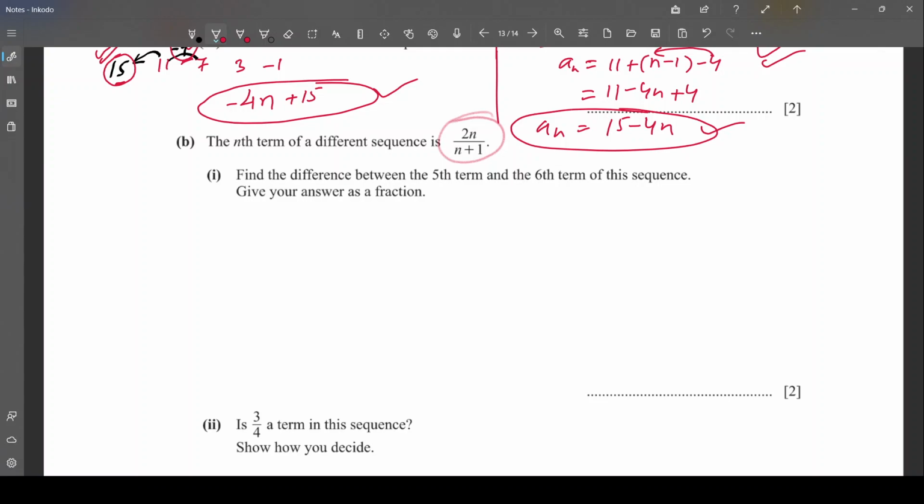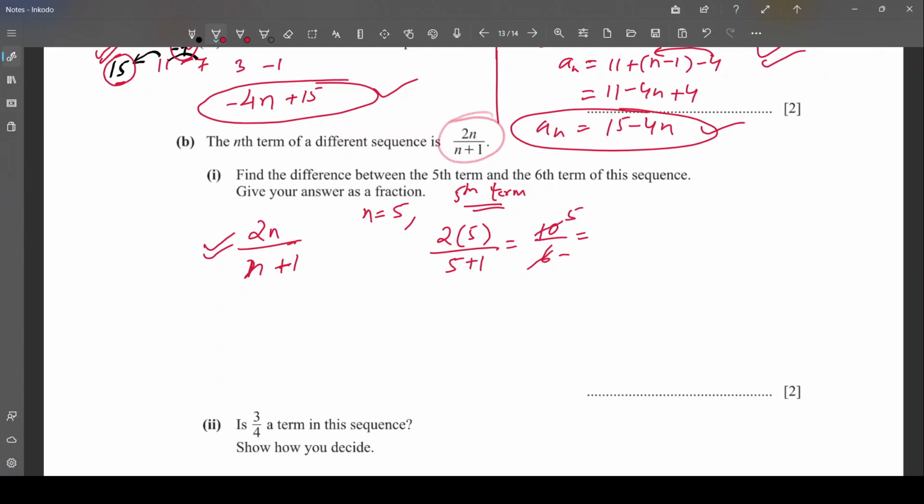You know that this is the nth term, and if I put the value of n as 5, I'll get the 5th term. So I put n as 5 in this nth term: 2 into 5 divided by 5 plus 1. 5 times 2 is 10, 5 plus 1 is 6. Cancelling further, 10 by 6 gives 5 by 3. So the 5th term is 5 by 3.